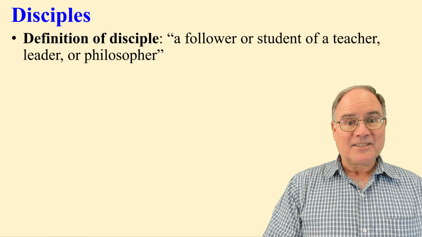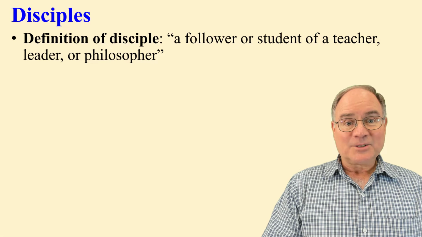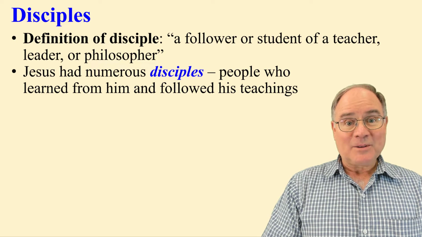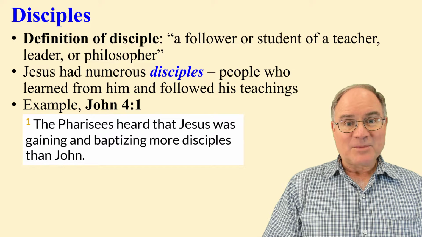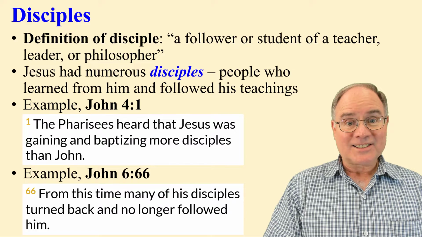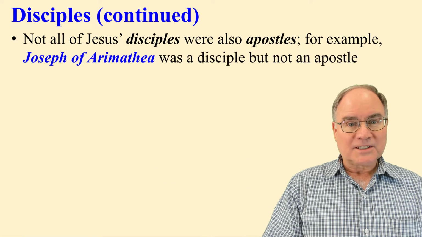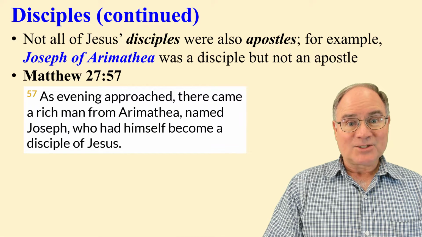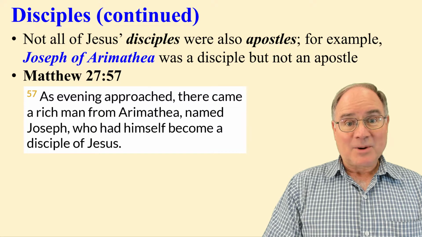The dictionary definition of disciple is a follower or student of a teacher, leader, or philosopher. Jesus had numerous disciples, people who learned from him. In John 4, for example, it says Jesus was gaining more disciples than John. And in John 6, many of his disciples turned back. Not all of Jesus' disciples were also apostles. For example, Matthew tells us that Joseph of Arimathea was a secret disciple of Jesus, but he wasn't an apostle.